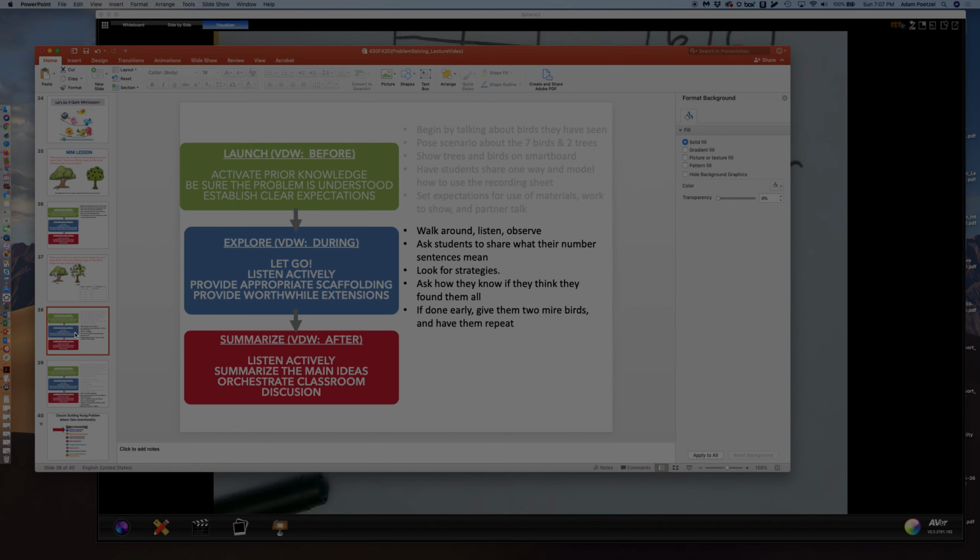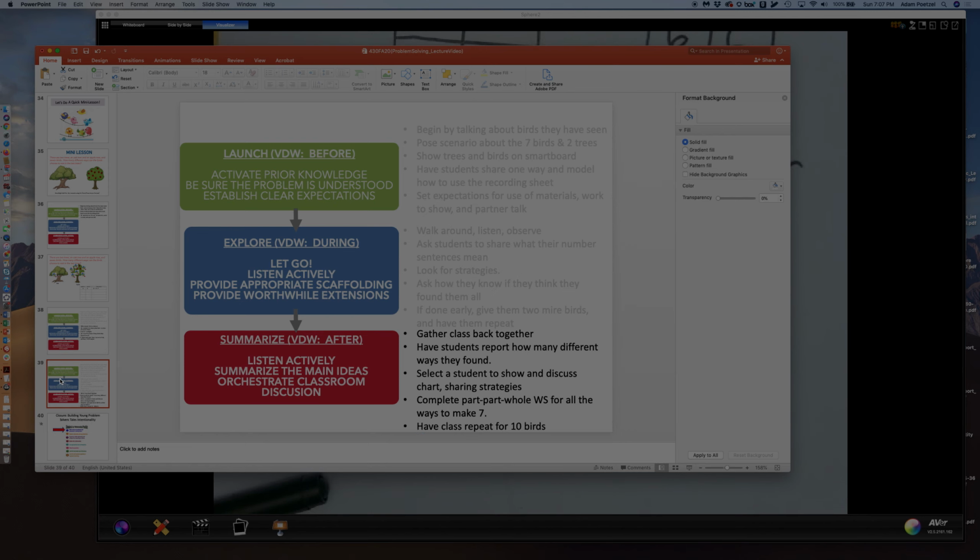And then when I deem kids are ready, we can come back to the after phase as a whole group, come back together. And I might have students start out by telling me how many different ways they found the birds could nap differently in the trees. And kids probably won't agree in first grade. I found 7 ways, I found 8 ways, I found 10 ways, and I can invite a student to bring their graphic organizer up to the document camera and maybe show us what they found and see if the kids think that's all the ways, if there's other ways that they're missing.